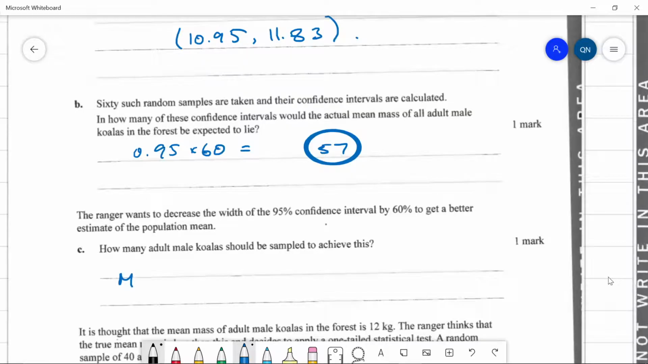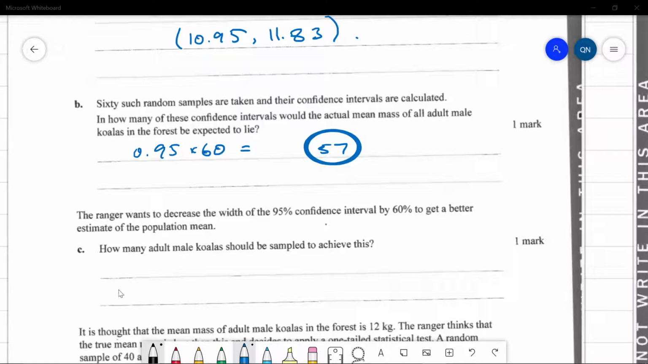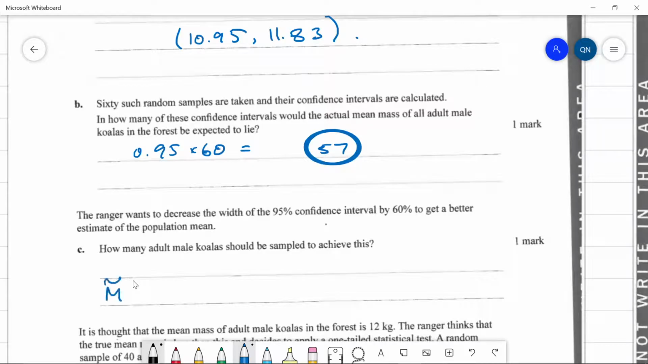So margin of error divided by, I'm actually so cooked today. What on earth is going on with me? Let's see. Let's think about this.